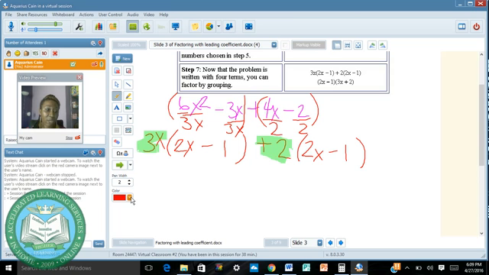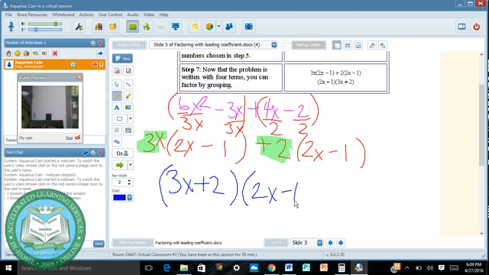So when I rewrite that, that's going to give me 3x plus 2. And I'm going to put that in the parentheses together. Now my 2x minus 1, since it's the same for both of them, I'm not going to rewrite that twice. I'm just going to do it one time, 2x minus 1. And that's it. We've completely factored that problem. There's nothing else that we need to do to it.